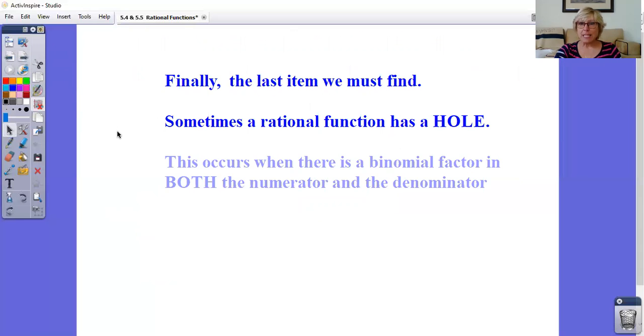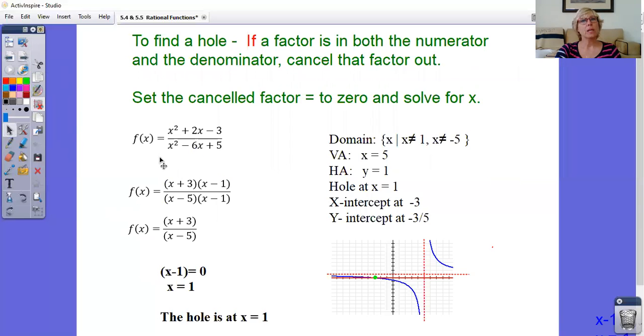Finally, the last item we must find is a hole. Sometimes rational functions have little holes in them. And this is going to occur when there's a binomial factor in both the numerator and in the denominator. Let's look at an example. So I took this function and factored it. And look at that. I have a binomial factor of x minus 1 on top and on bottom. I'm going to go ahead and cancel those binomial factors out. And I'm left with this function right here.